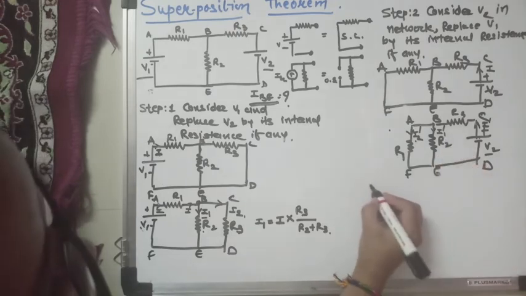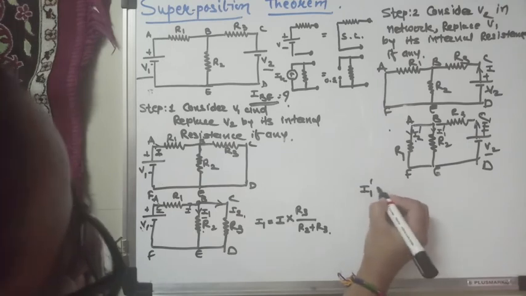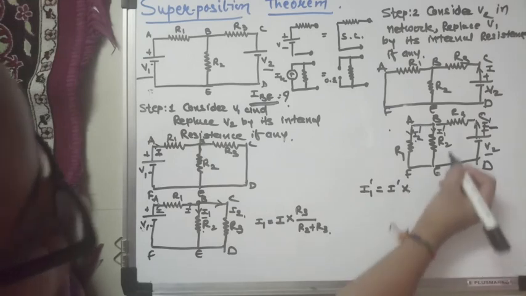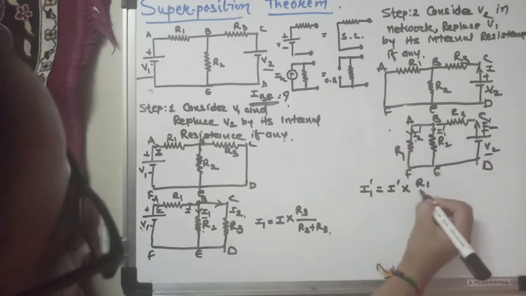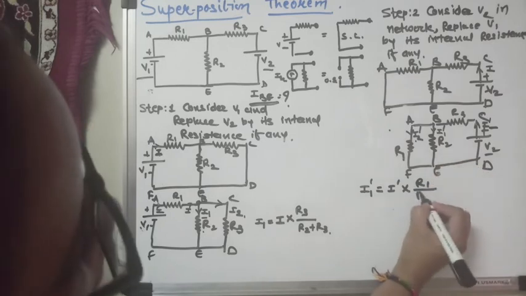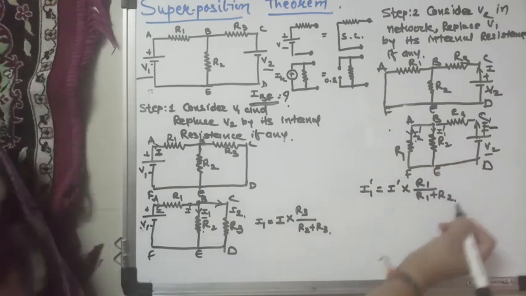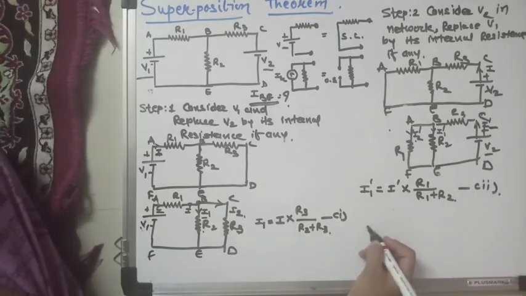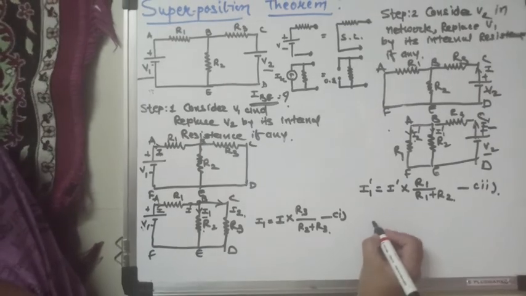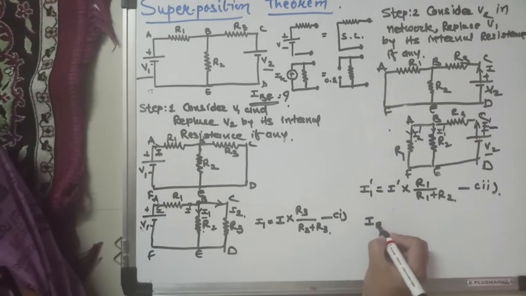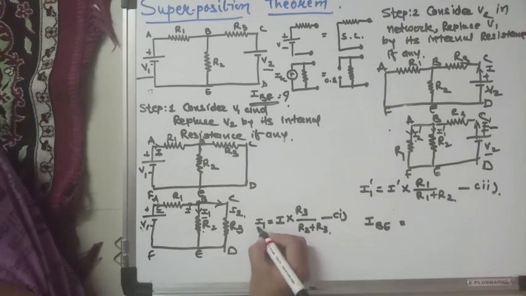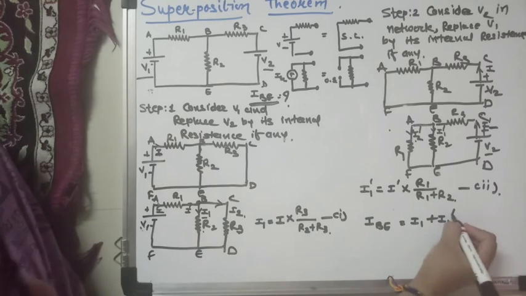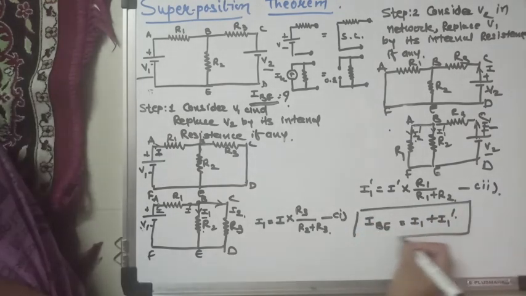So what is the value of I1 dash? I1 dash is equal to the total current I dash into the resistance of the opposite branch, that is R1, divided by the algebraic sum of both the branches, R1 plus R2. Here equation number 1, here 2. Now the total current I flowing through the branch BE is equal to the algebraic sum of both currents, I1 plus I1 dash. This is the superposition theorem.